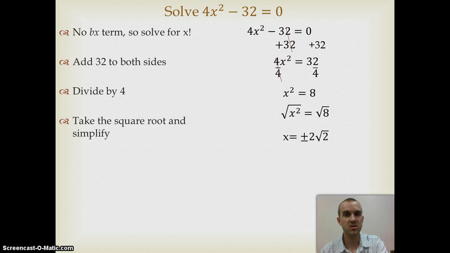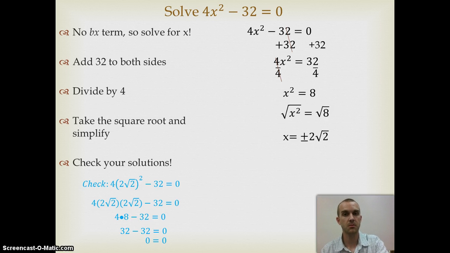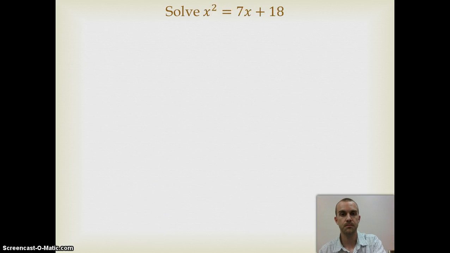Now we can check our solutions just like we could with any other type of equation. So if we plug in a positive 2 square root of 2, we simplify that, we would end up with 32 minus 32 equals 0, so 0 equals 0. That is exactly what we want to happen, so that solution is correct. Then we can plug in negative 2 square root of 2. We simplify, and we still end up with 32 minus 32, so 0 equals 0. So both solutions are solutions for this problem.